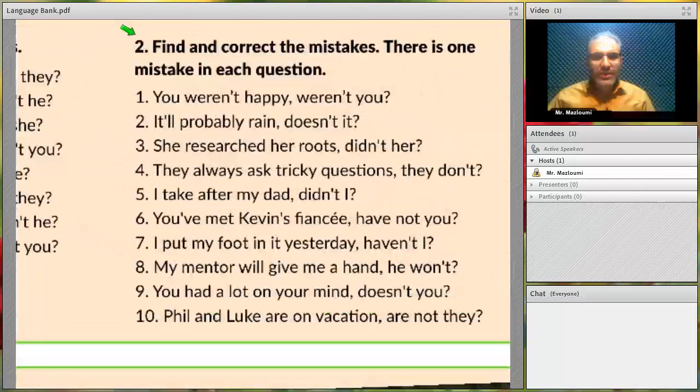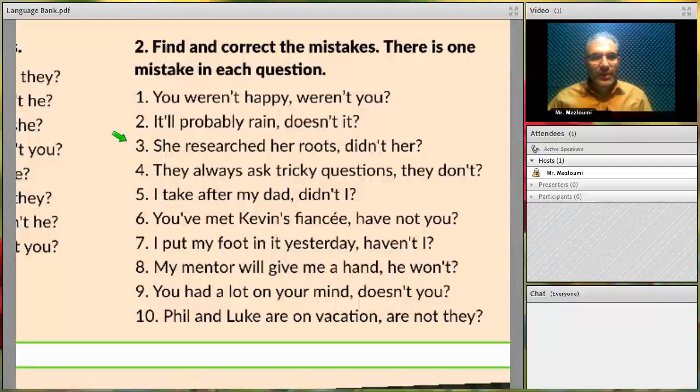And exercise 2. Find and correct the mistakes. There is one mistake in each question. So number 1, you weren't happy. You see, weren't is negative, which means the tag must be positive. Were you? Number 2, it'll probably rain. It will rain, won't it?